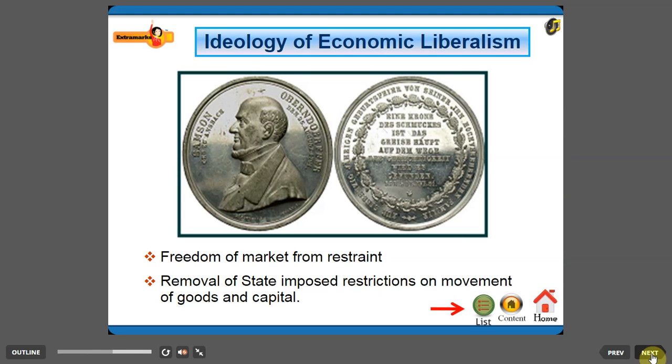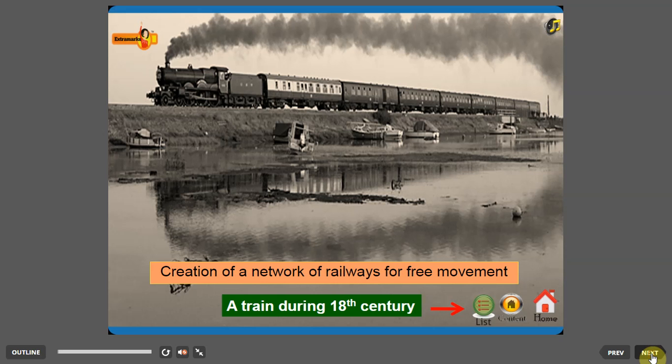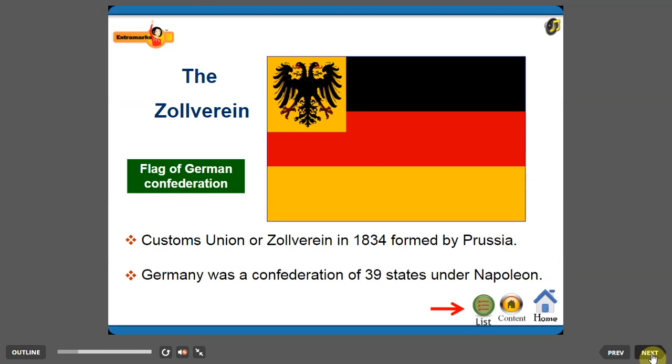Now, according to economic liberalism, it was freedom of the market from restraint and removal of state-imposed restrictions on the movement of goods and capital. During that time, a customs union was created at the initiative of Prussia, and it was later joined by 39 German states. A network of railways was also created for the free movement of goods and people from one place to another. Now, the Zollverein. It was a customs union formed in 1834 by Prussia, and later on it was joined by Germany also, which was a confederation of 39 states under Napoleon.